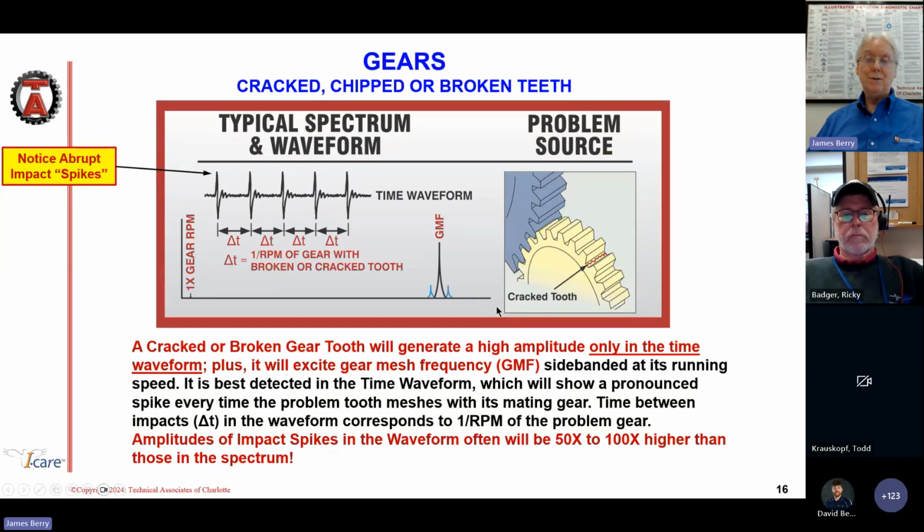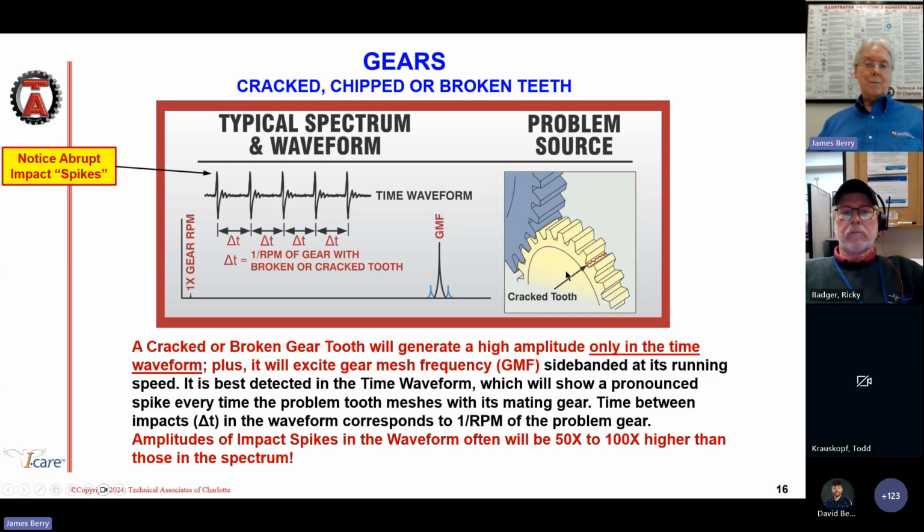I had to learn that by the School of Hard Knocks, by missing gear problems that I mentioned before, wondering why they failed. And I was very embarrassed, and it cost big time dollars. But I didn't know any better. So that's why we're trying to get the point out today to you and in our time waveform analysis seminar.